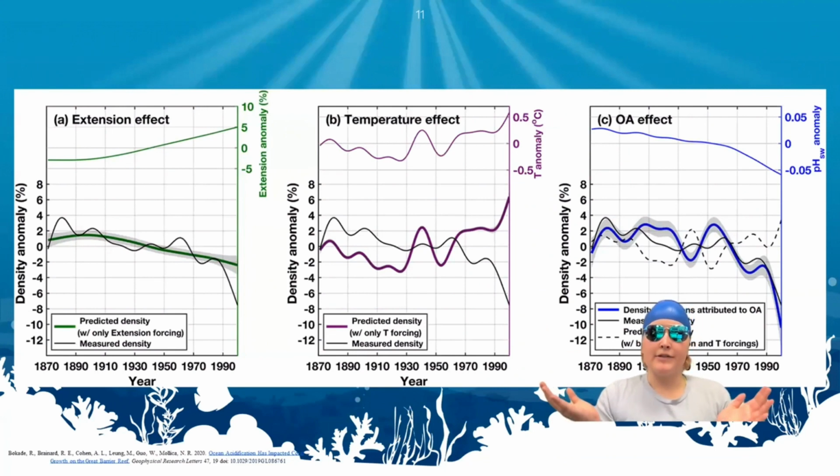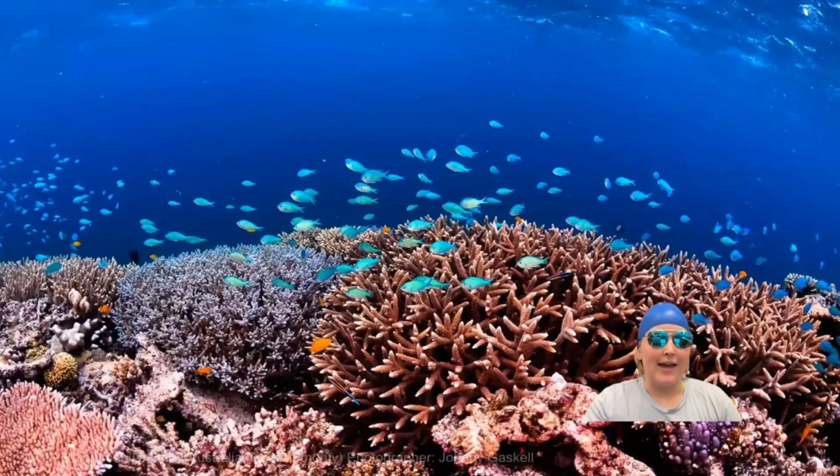So these graphs show how coral can resist changes. They can resist one of the changes, maybe even two, but not all three of them. And that concludes the facts about ocean acidification. Now let's take a look at the second major impact of climate change, coral bleaching.